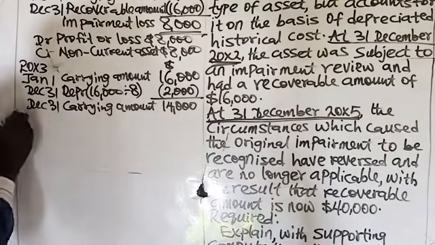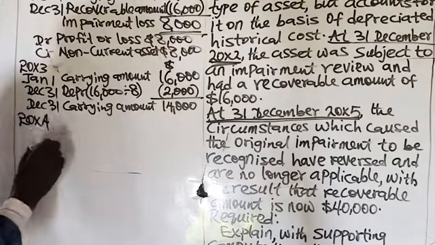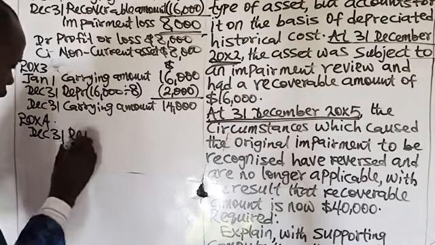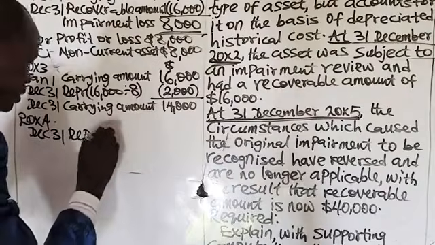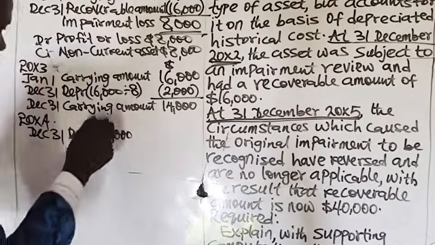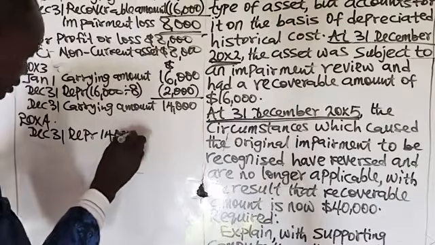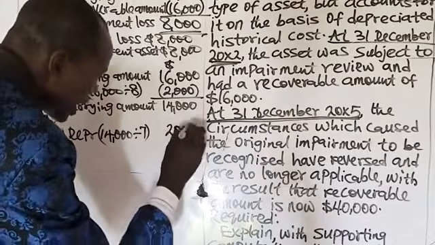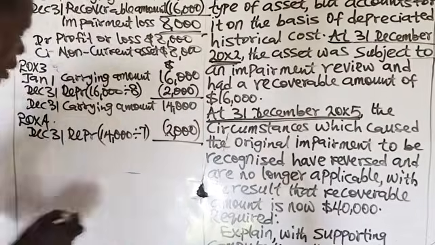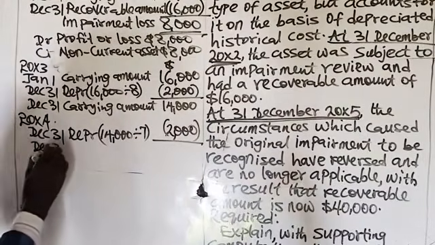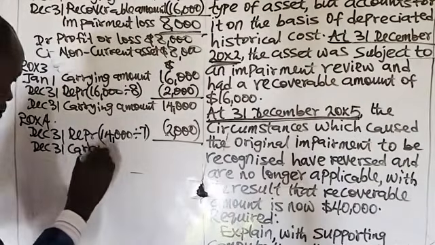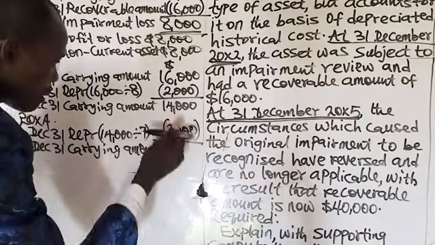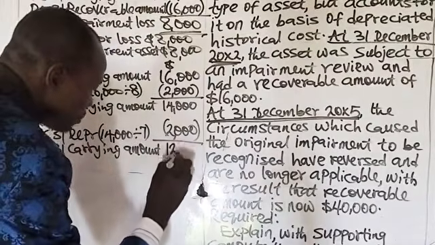Then in 20x4, which is another year, as at December 31st, you have depreciation on the 14,000. Remember, you had 8 years here. That means you are left with 7 years now, divided by 7. So then you have 2,000 recognized as depreciation. Then, as at December 31st, you have the carrying amount of 14,000 minus 2,000. That will be 12,000.